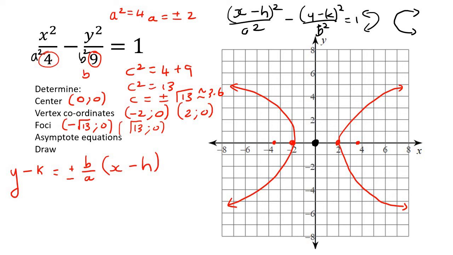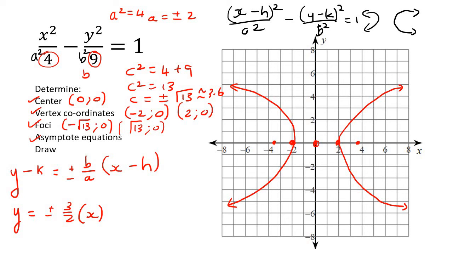We know that k is 0, and h is 0, so this becomes y equals plus or minus, now b is 3. b is not 9, that's b squared. So b is 3, a is 2, and then x, because h is 0. Those are your asymptote equations. There's two of them: one goes that way, and one goes that way. That's why we've got the plus and the minus. So we've done everything: we found the center, the vertices, the foci, and the asymptotes.